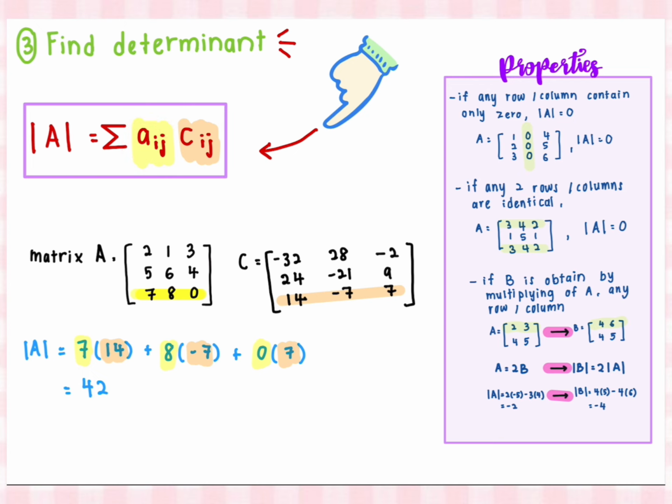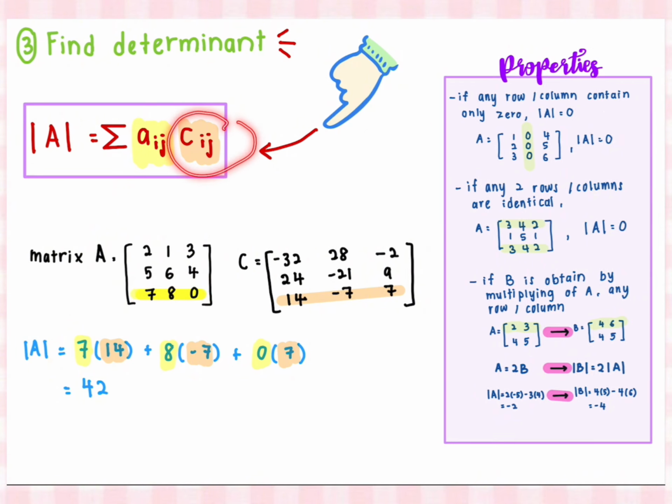So, which row do we need to choose? Because Aij refers to the row only. So, to make our steps a lot easier, I would recommend us to choose a row that contains 0. From our original matrix, we can observe that the third row contains 0. So, I will choose this one.